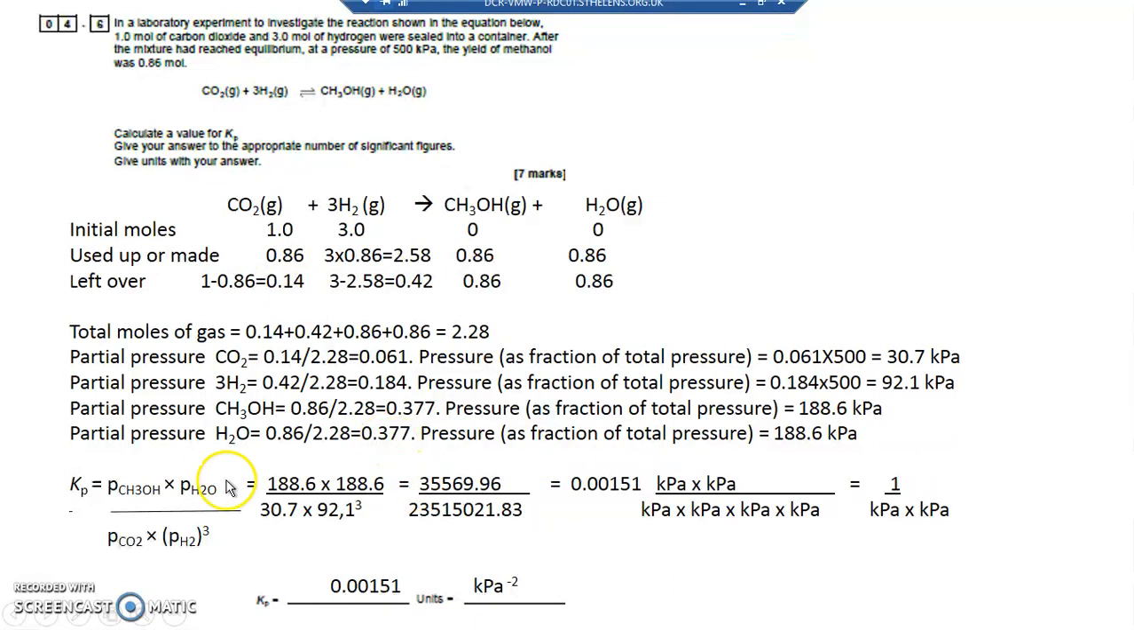And then I do the same thing again for the units. I've got pressure times pressure divided by pressure times pressure to the power of 3. So I've got kilopascal twice on the top, and kilopascal multiplied by kilopascal, kilopascal per kilopascal, so I've got 4 kilopascals on the bottom. So 2 kilopascals cancel. I end up with 2 kilopascals on the bottom. And that's kilopascal to the -2 if I take it to the top.